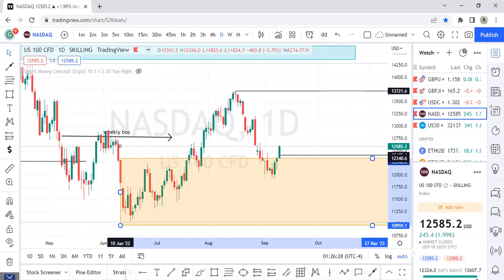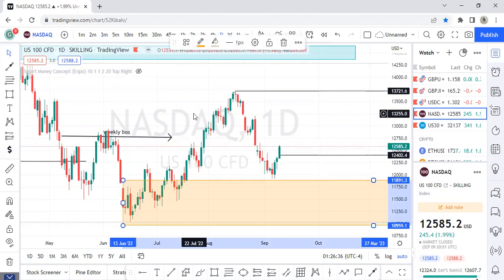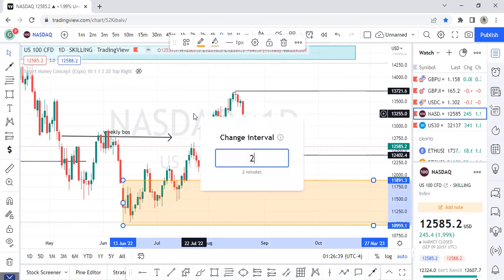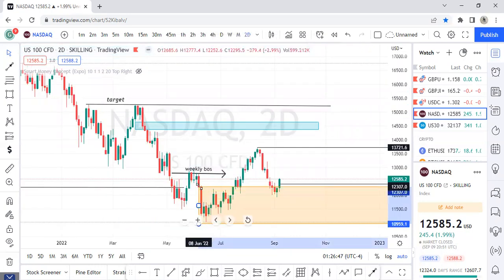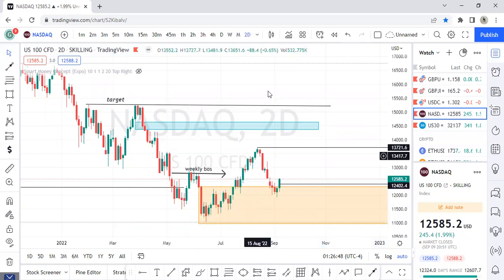This was the whole bearish run, so it's not wrong to look out for buys now, right? Let's look at the 2-day time frame. Okay, it's clear. On the 2-day time frame, that's the order block right there. So we're not wrong to look out for buys.